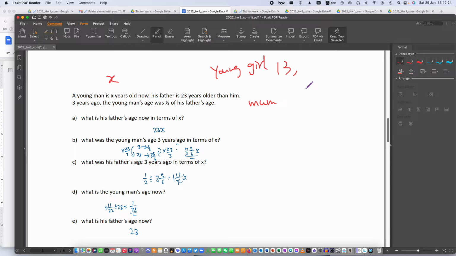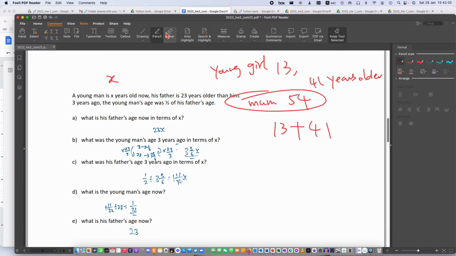42. Your mom is 42. No, she's 54. She is 54 years old now, I think. Okay, good. Never mind. So, how many years older? 41. Okay, so it's 41 years older. So based on this, how do you get mom? 13 plus 41. Okay, good. So now the young girl is replaced by, instead of 13, X.